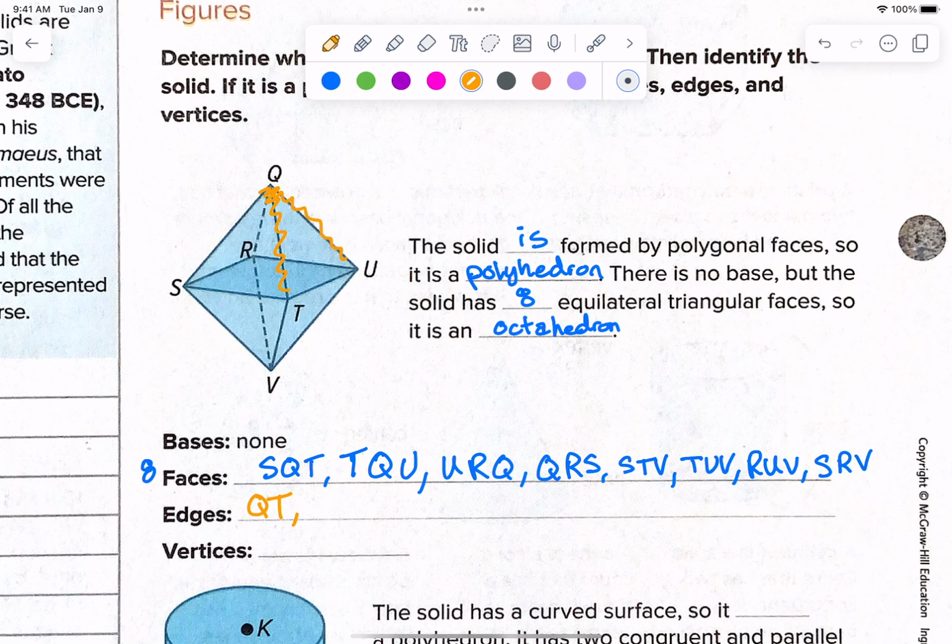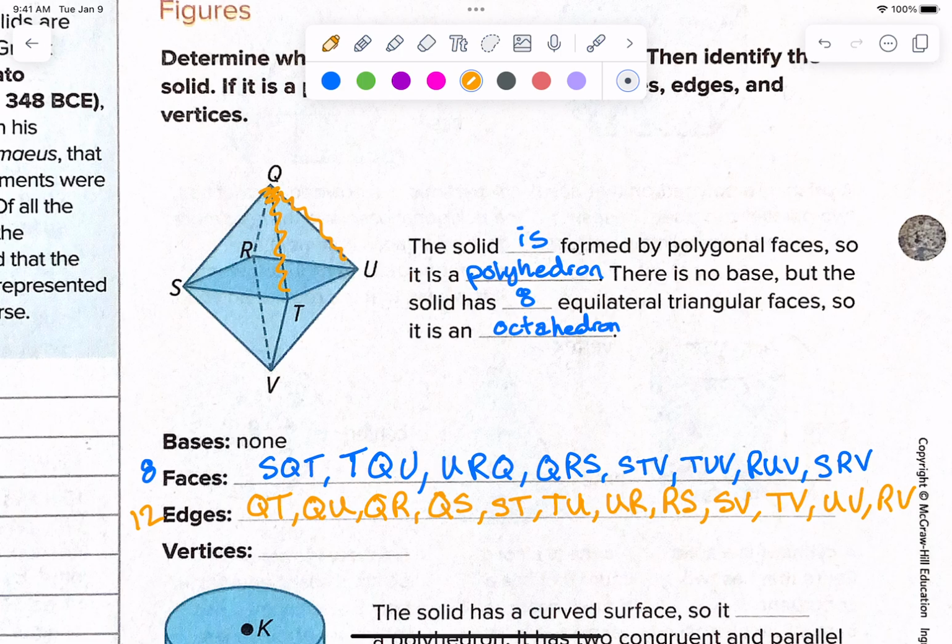Then we've got QU. Then what else? QR. QS. ST in the middle. TU. UR. RS. Around the bottom, SV. TV. UV. RV. That was 12 total.